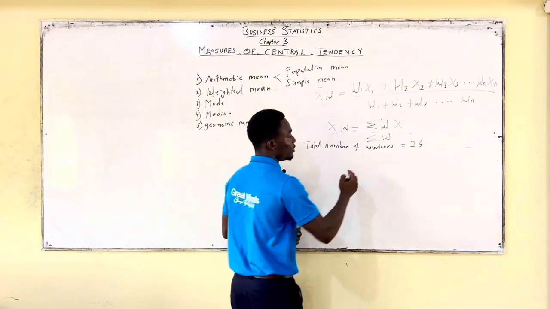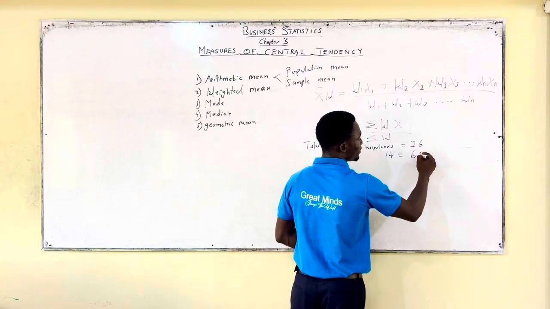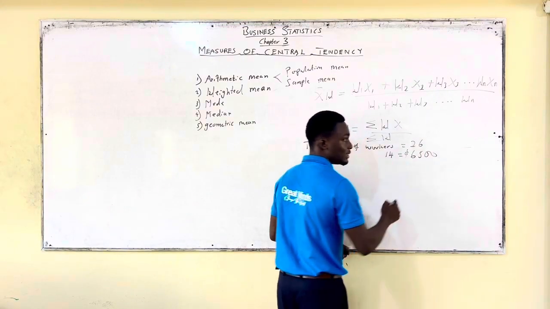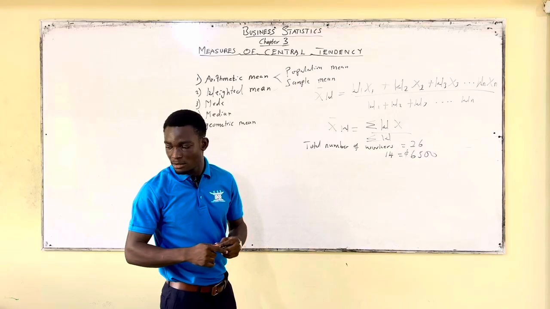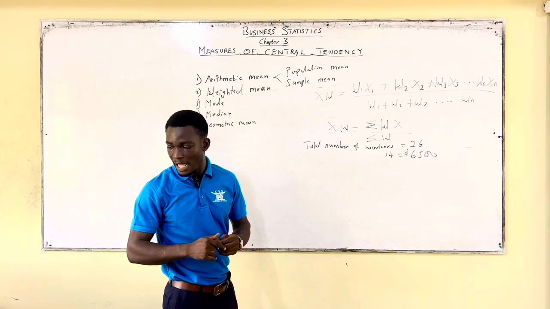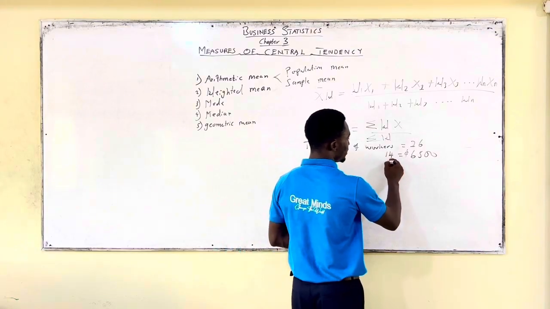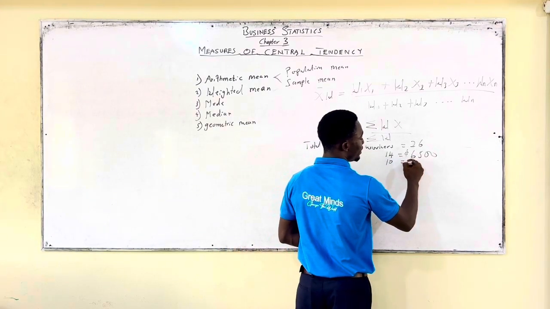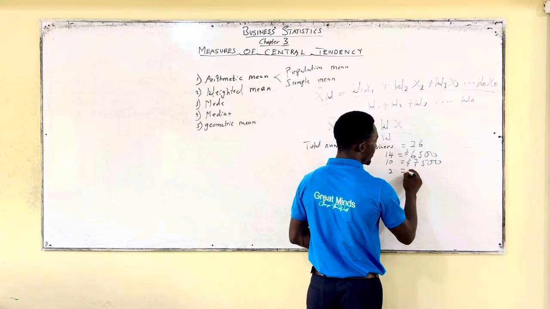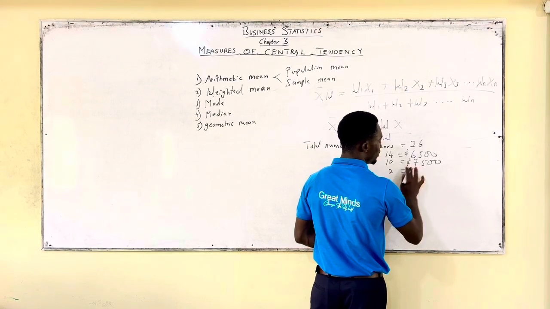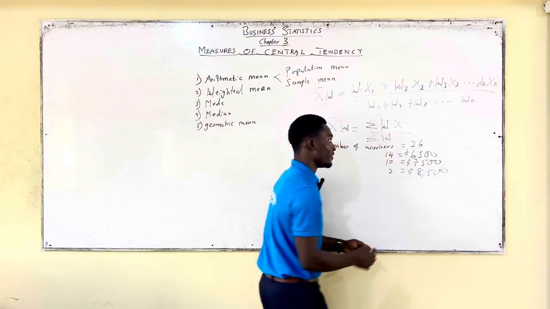6,500 rate. So 14 of them are paid 6,500 Ghana cedis. And then 10 are paid 7,500. And then 2 are paid 8,500.